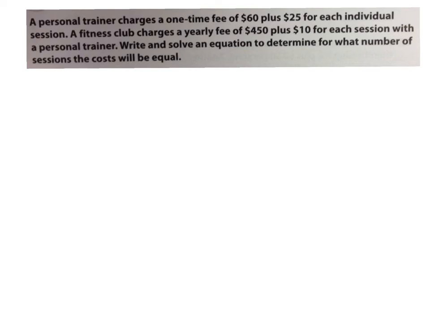All right, let's see how well you did with this. If you take this question and you break it up into its parts, start with the first part. A personal trainer charges a one-time fee of $60 plus $25 for each individual session. That means that it's charging $60 plus $25 per session. That's the total cost. 60 plus 25x, because x is the number of sessions, right?